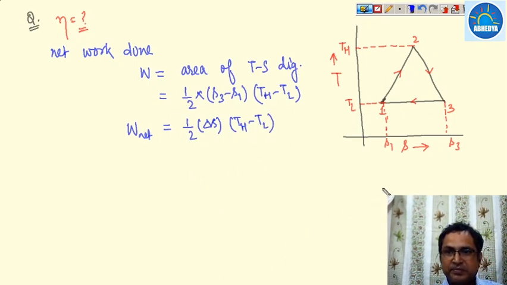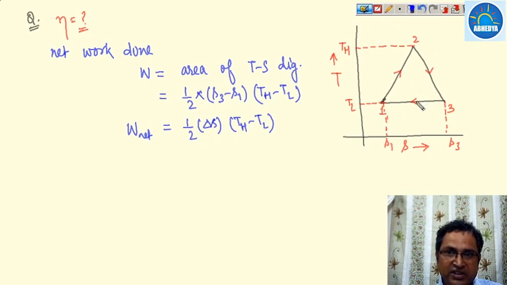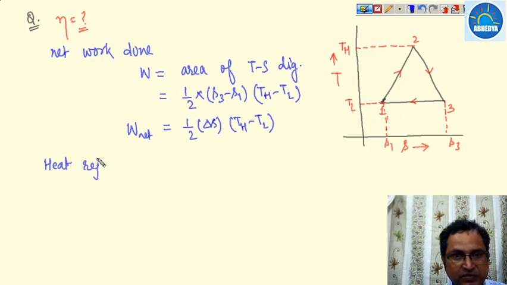Okay, now here entropy is increasing and here again entropy is increasing. Entropy increasing means a heat addition process. So 1 to 2 and 2 to 3 are heat addition processes. But in 3 to 1 entropy is decreasing, so definitely it is a heat rejection process. So we can easily find out the amount of heat which has been rejected during the process.